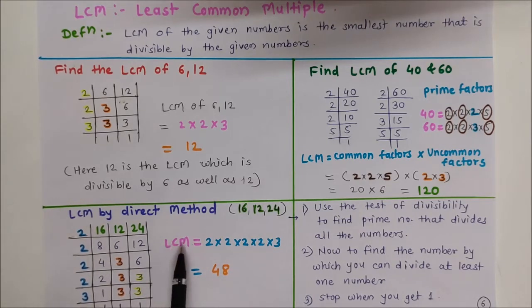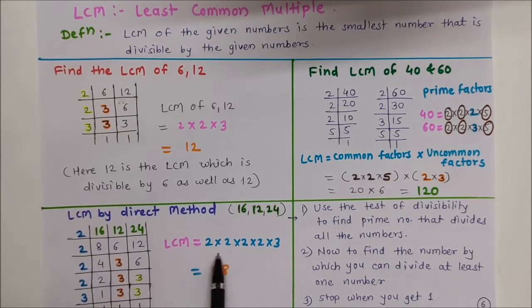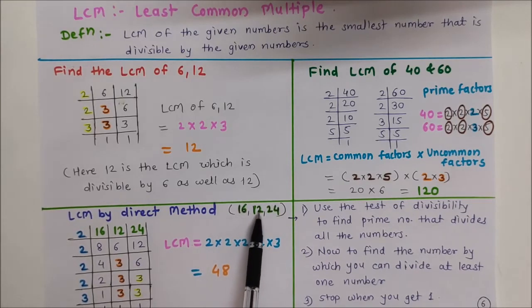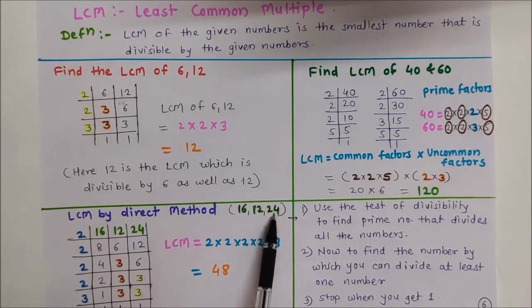Okay. So what is the LCM of 16, 12 and 24? Here it is 2 into 2 into 2 into 2 into 3. 2 2s are 4, 4 2s are 8, 8 2s are 16, 16 3s are 48. 48 is the LCM of 16, 12 and 24. So again check that 48 is divisible by 16, by 12 as well as by 24.